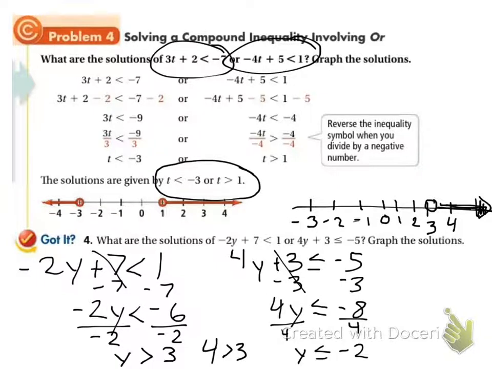Okay, at -2, I need to have a closed circle. If I plug in -3, I get -3 is less than or equal to -2. I would rather owe someone $2 than $3. So this is true. So I go towards the -3.